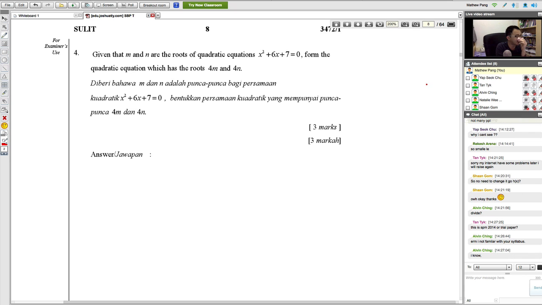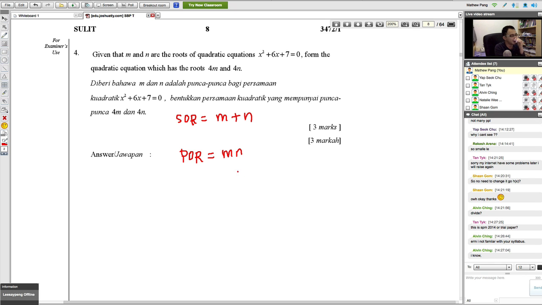Alright, so let me move on to question number 4. Given that m and n are the roots of the quadratic equation, it asks you to form the quadratic equation which has the roots 4m and 4n. So when they say m and n are the roots, that means if I do the sum of roots, it will equal m plus n. Both of these are roots, correct or not? If I do the product of roots, I will get m multiplied by n.